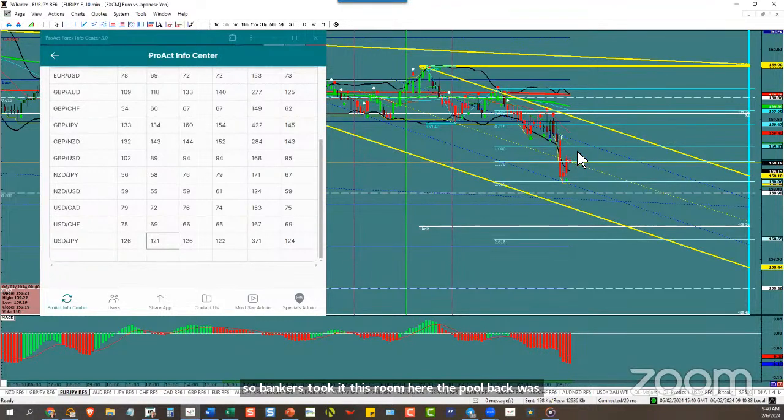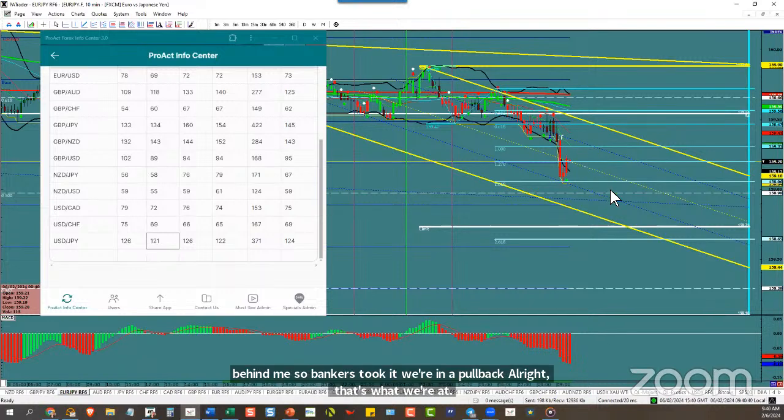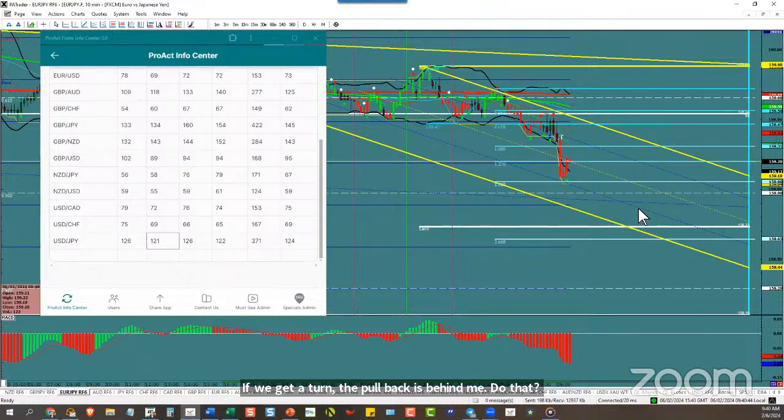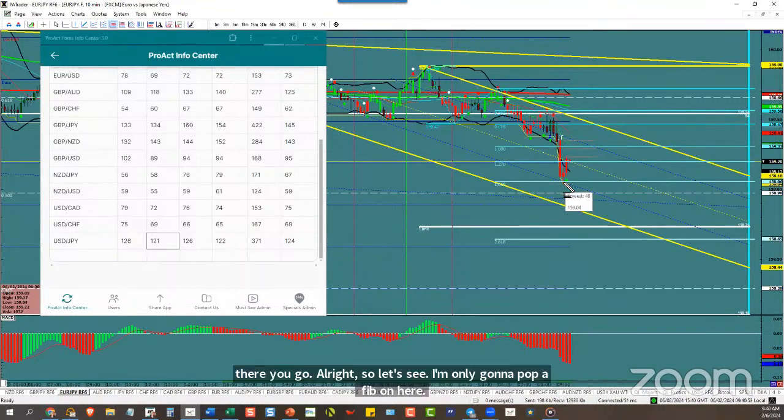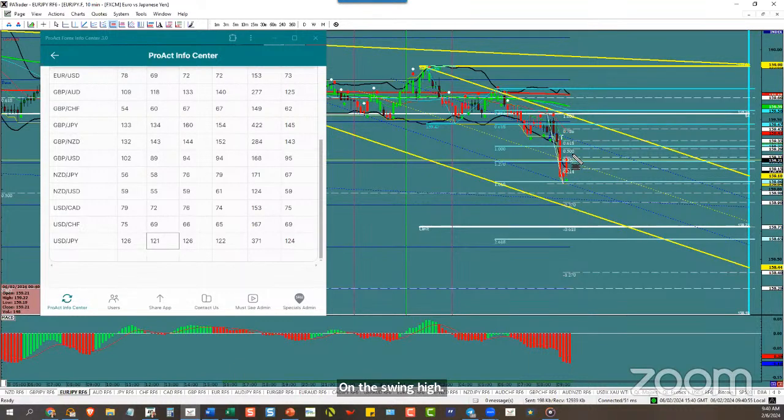This room here, the pullback was behind me. So bankers took it. We're in a pullback. That's what we're in. If we get a turn, the pullback is behind me. See that? If the pullback's not behind you, it's in your future, right? So there you go. So let's see. I only got to pop a fib on here from the swing high to the swing low right there. And there's the 382.